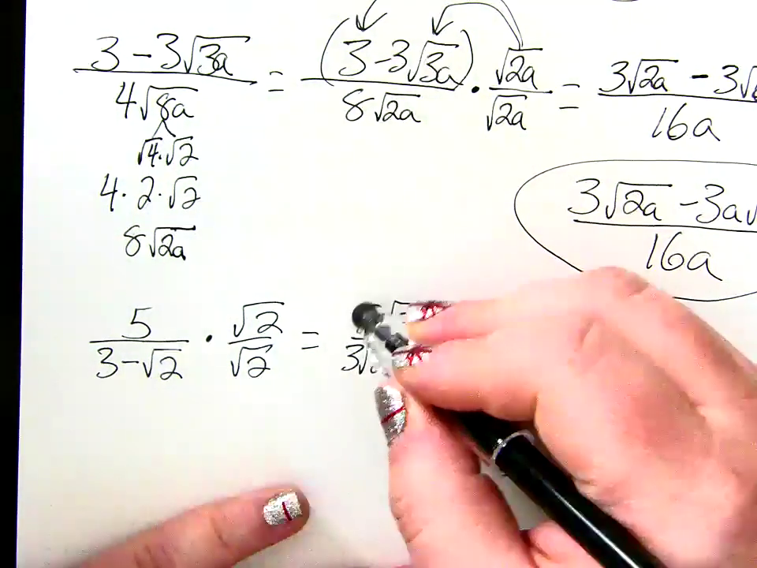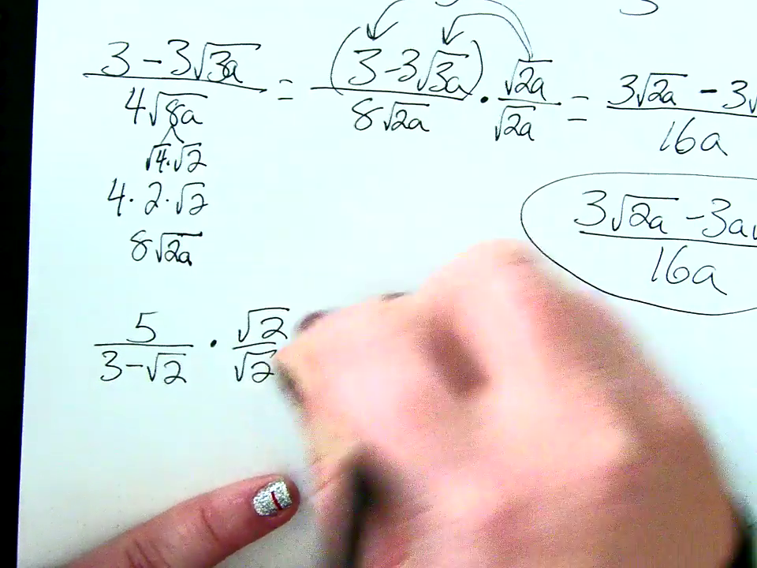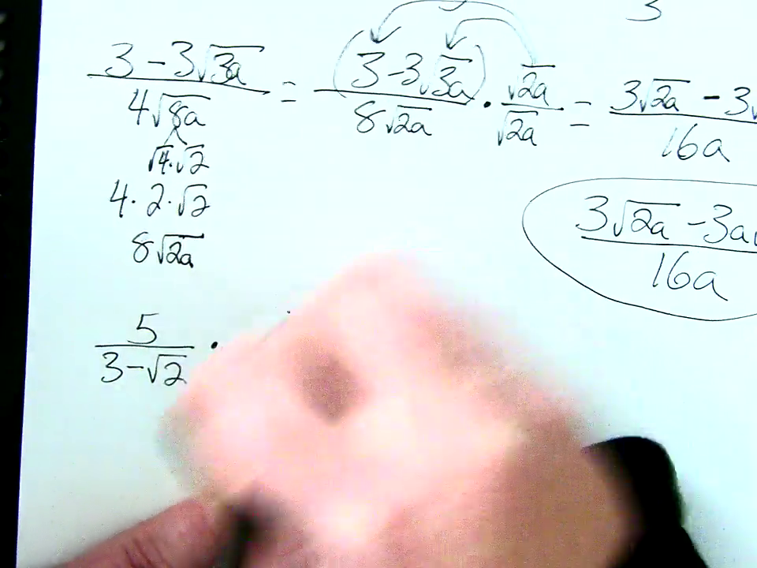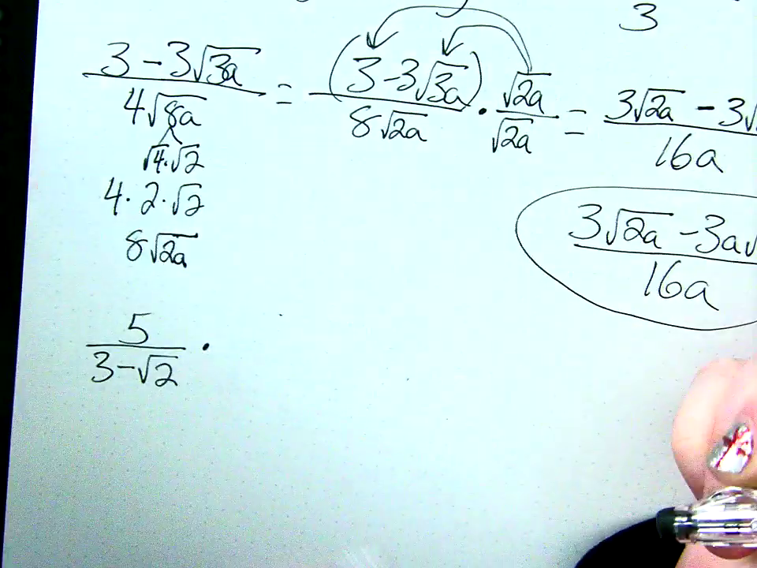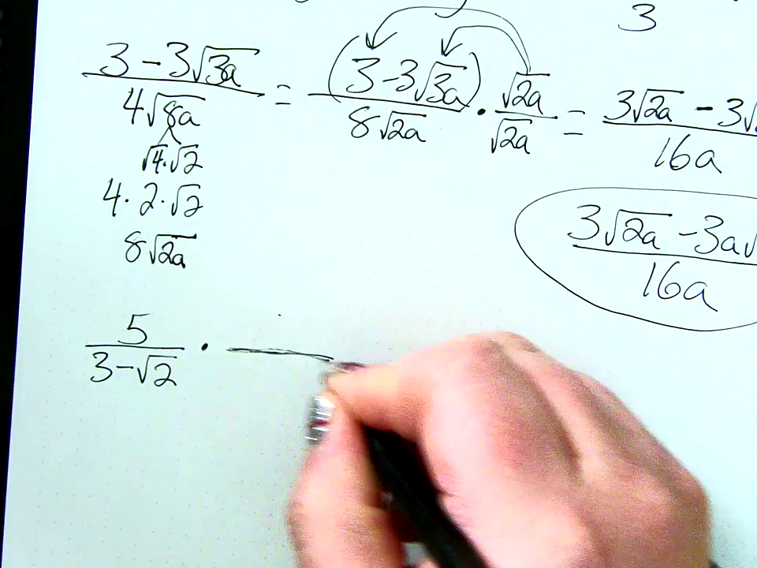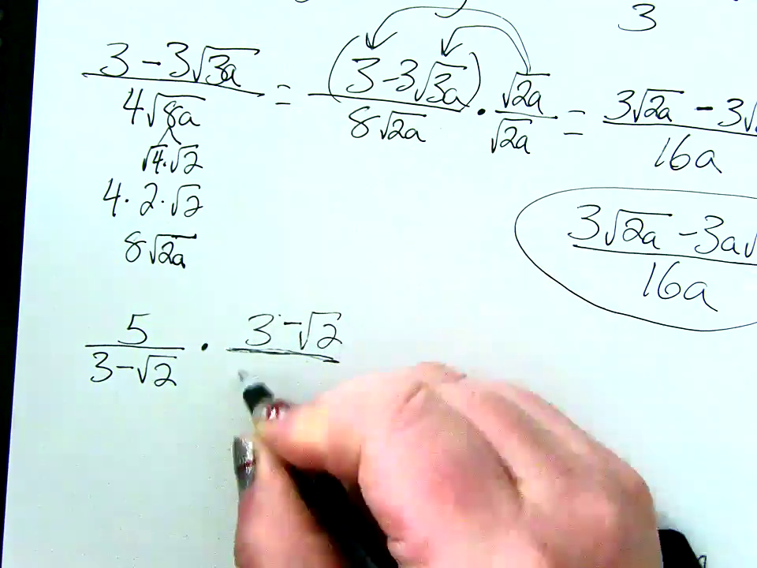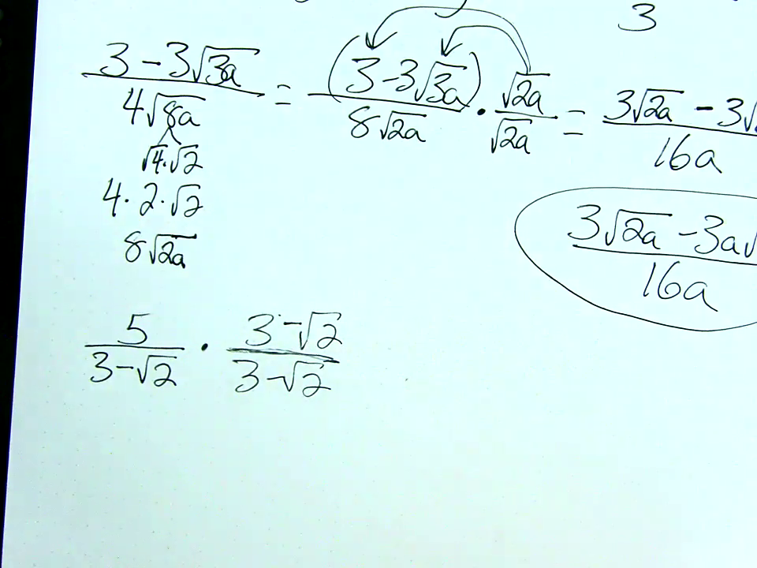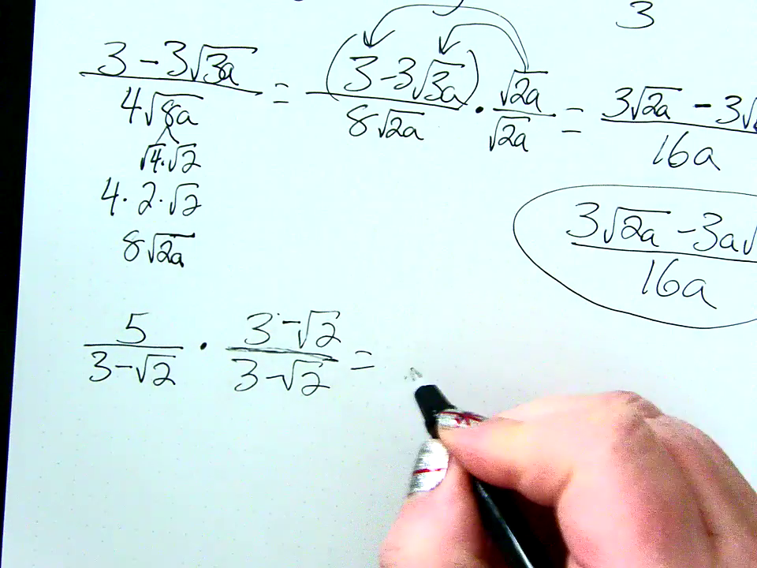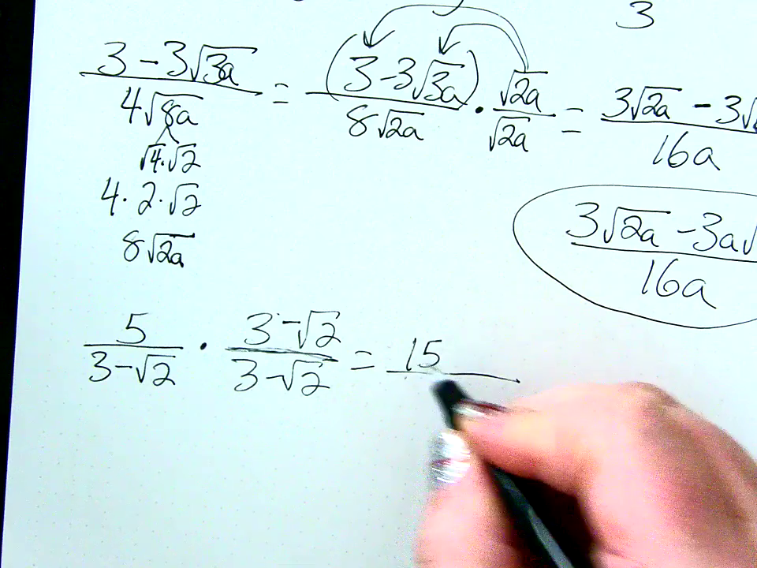So, Jordan's idea was very interesting. He did not say just multiply by square root of 2. He said multiply by the whole denominator. Whoa. So he said multiply by 3 minus square root of 2 over 3 minus square root of 2. Watch what happens in this case. Don't write this down either. Because unfortunately he's not right, but he's close.